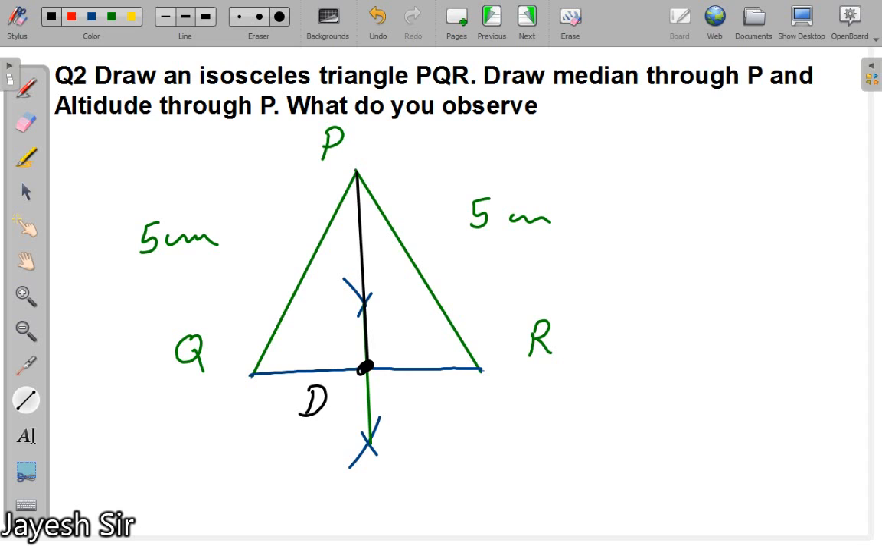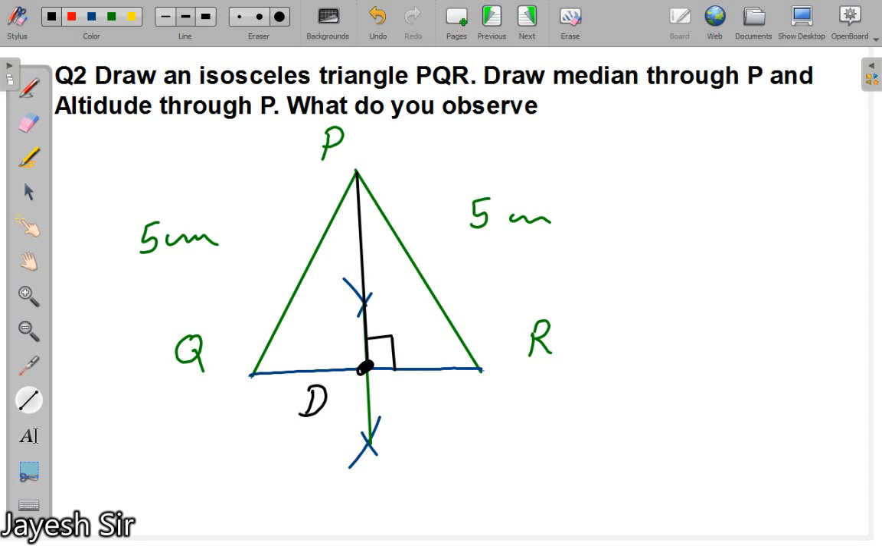Okay. Now what I want you to do is measure angle D using your protractor. You will find out that this angle D is 90 degrees. Okay. So what we did was, first of all, we drew a triangle with two sides of 5 centimeters, making it an isosceles triangle.